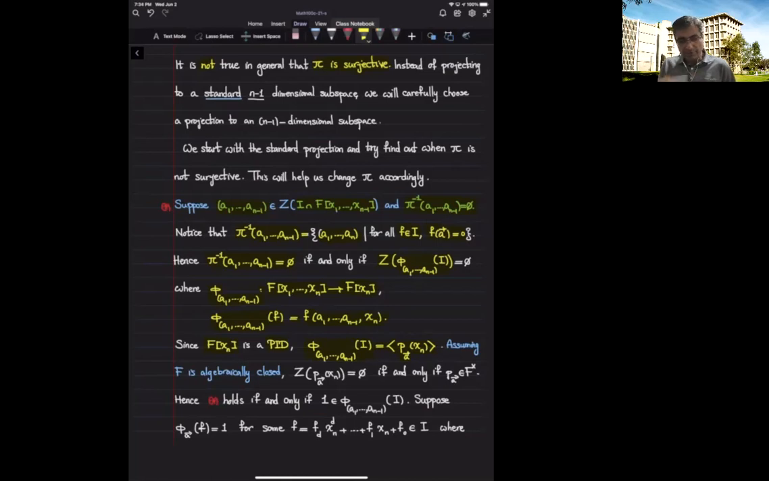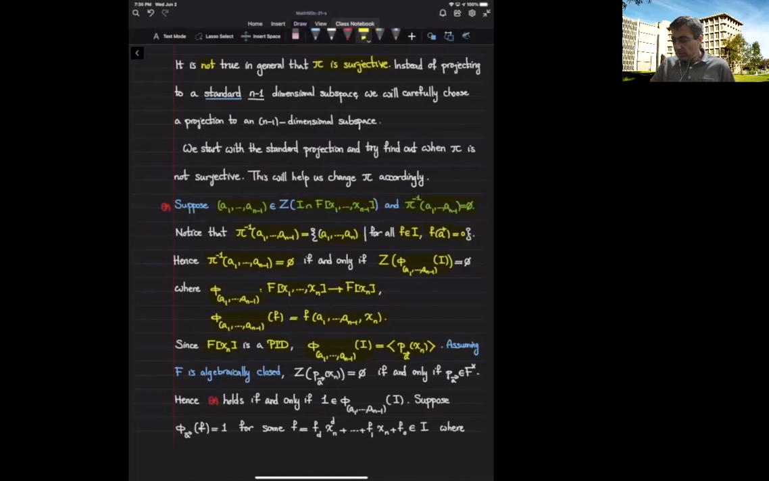Now, the generator is a polynomial. If I assume, and I will from this point on, that my field is algebraically closed, then every non-constant polynomial has a zero.